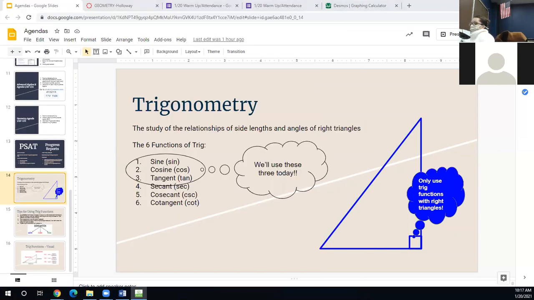We're going to be moving back and forth between the document camera and the slideshow here, and we're going to be talking about trigonometry, all of the things that we ever wanted to know.